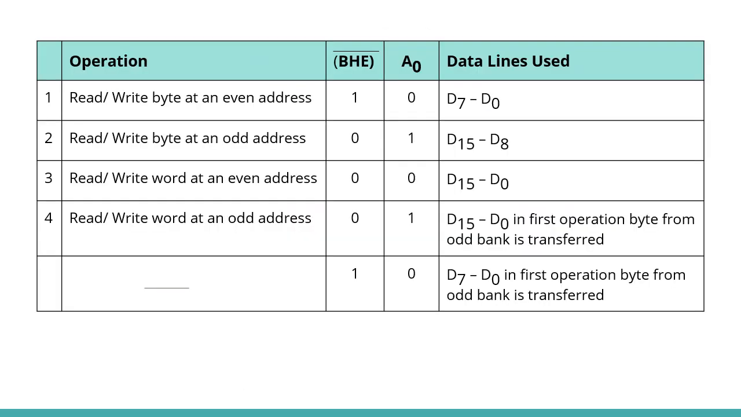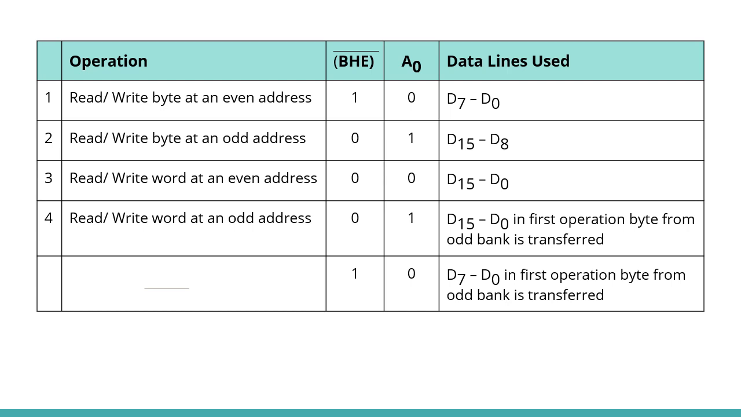Next, let's discuss in detail the various memory operations one by one and the corresponding values of the BHE bar signal, the A0 signal and the data lines that are used for these operations. The first operation is to read or write a byte at an even address. So here the even address memory bank has to be selected. In order to select it, the A0 signal should be 0 and the BHE bar signal should be 1. The data lines that are used are D7 to D0.